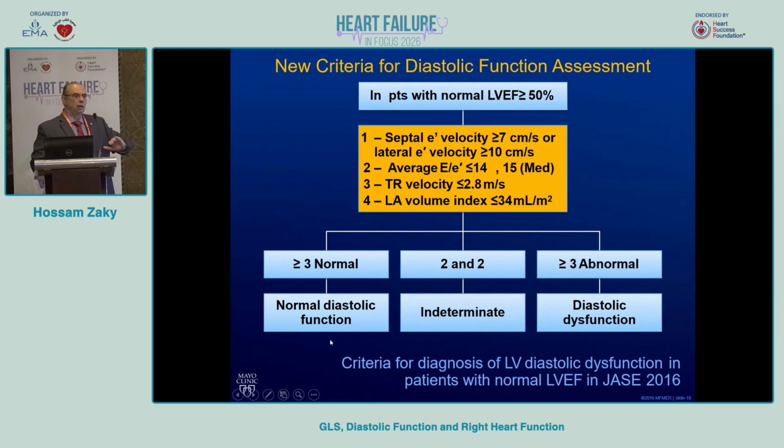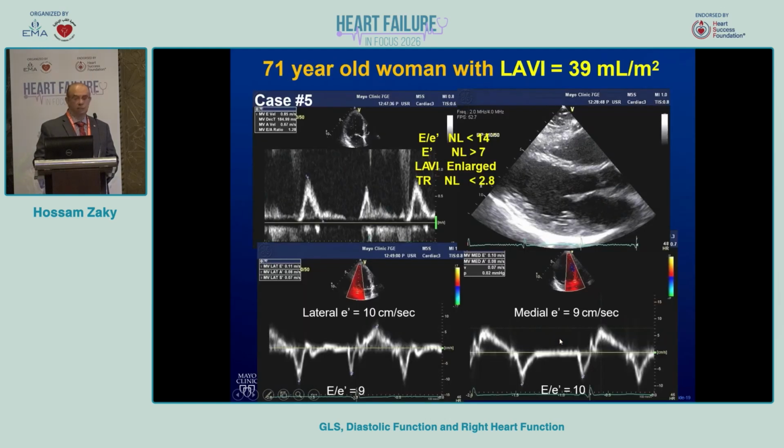We will now just skip the relaxation and skip the passive stretch. We are talking about filling pressure. This is the real-life, everyday case you do in your lab. If you have 2 positive and 2 negative, this is intermediate. We have to use other tools, and we'll tell you the other tools. And if more than 3 are abnormal, then we are talking about diastolic dysfunction.